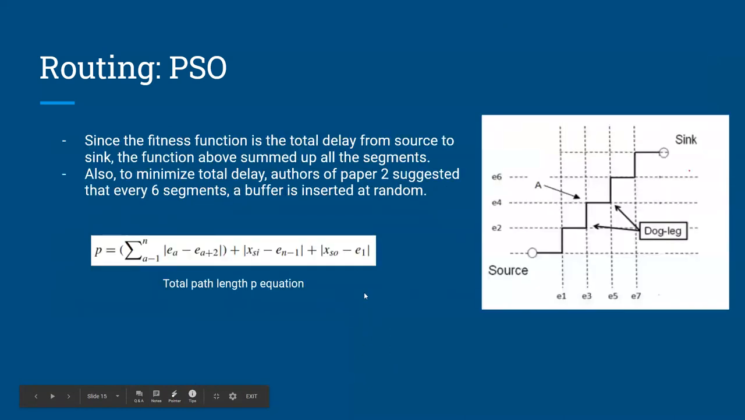And since the fitness function is the total delay from source to sink, the function p here is the total path length, summing up all the segments. Also, to minimize total delay, the author of main paper 2 suggested that every 6 segments a buffer is inserted at random. So there's a random chance that a buffer will be inserted.